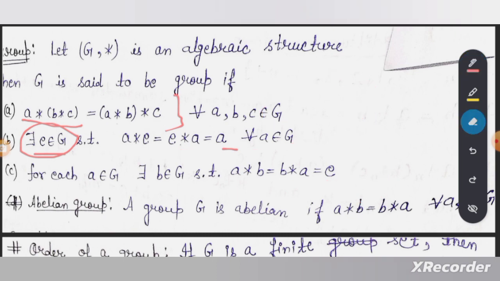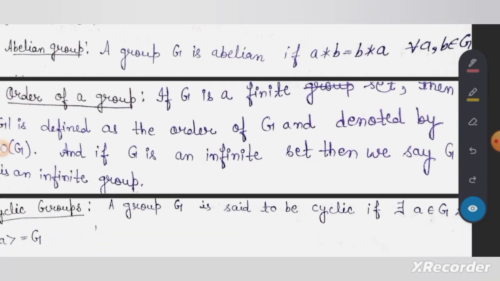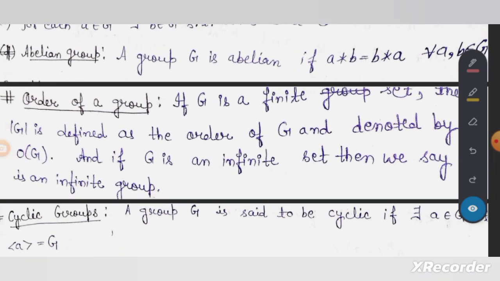Abelian group is a group basically. If we have a group which is satisfying this property that A star B equal to B star A for all A, B belonging to G, then we say that this is an abelian group. This is nothing but the commutativity property of the elements of G. So this is the abelian group.